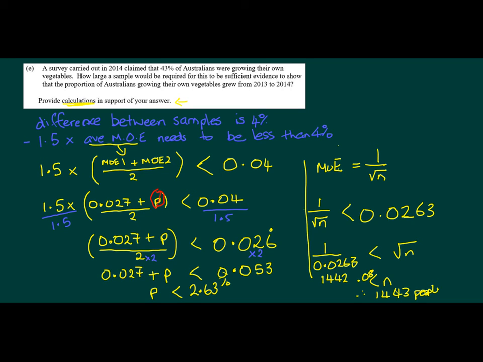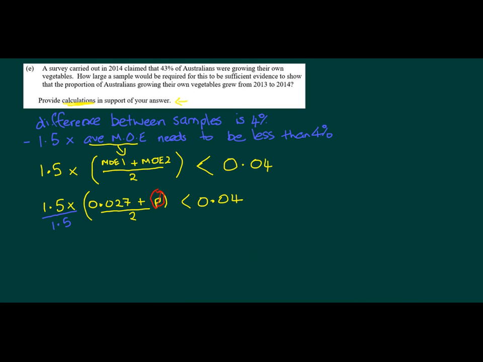If you got down to this point here where you've worked out the p-value, that margin of error for the new sample, that would get you a J. And then if you could correctly work through this section here, showing correct working, that's worth an I.